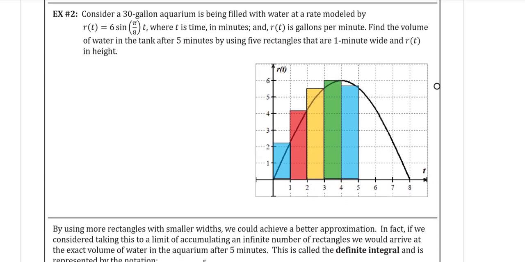So example 2 says, consider a 30-gallon aquarium that is being filled with water at a rate modeled by r of t equals 6 sine of pi over 6 t, where t is time in minutes and r of t is gallons per minute. Find the volume of water in the tank after 5 minutes by using 5 rectangles that are 1 minute wide and r of t in height.